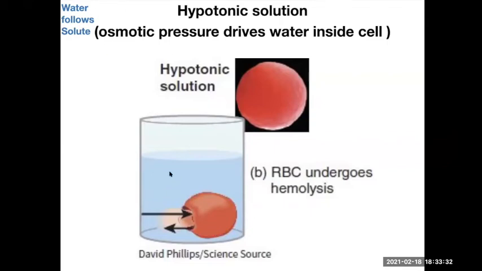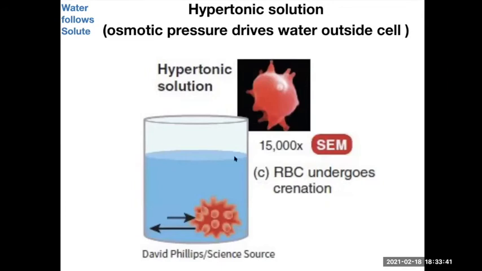The water is going to follow wherever the solute is. Here there was a higher concentration of solute inside, and water follows it into the cell until the cell bursts. The opposite situation is if you put a normal cell into a very salty solution, salt water or whatever. There are more solutes out here, and the water leaves the cell to try to dilute that, and it'll keep on doing it.